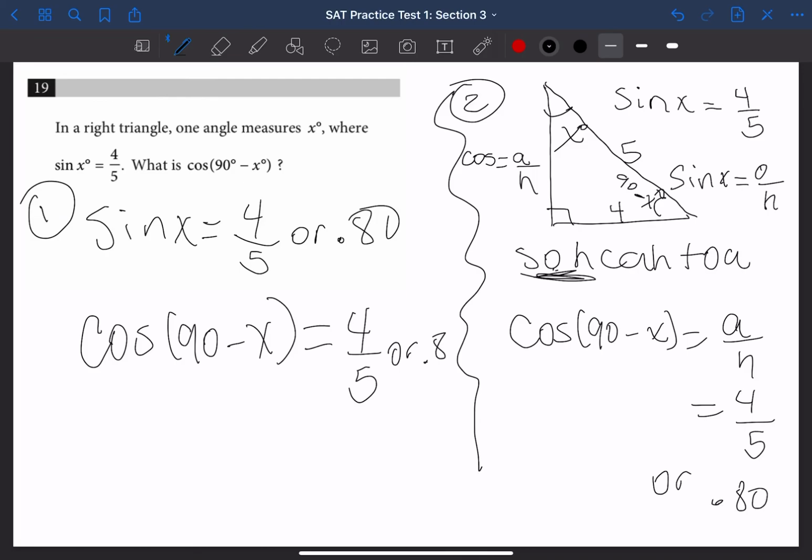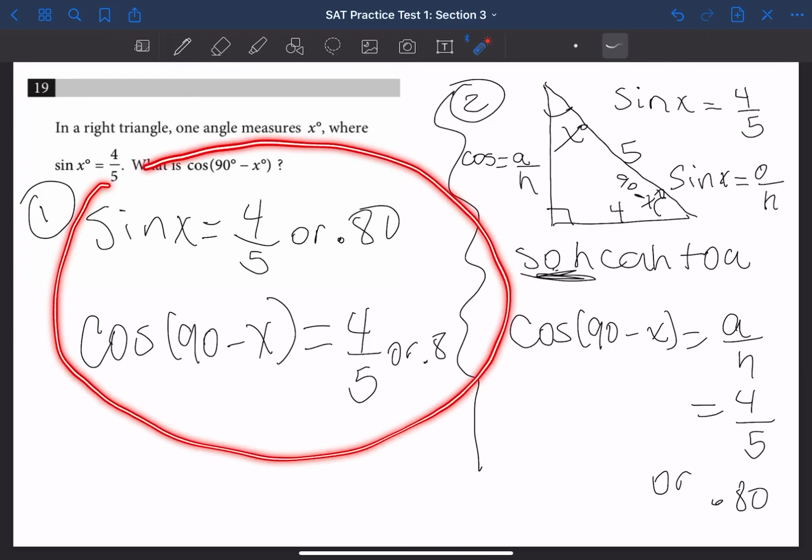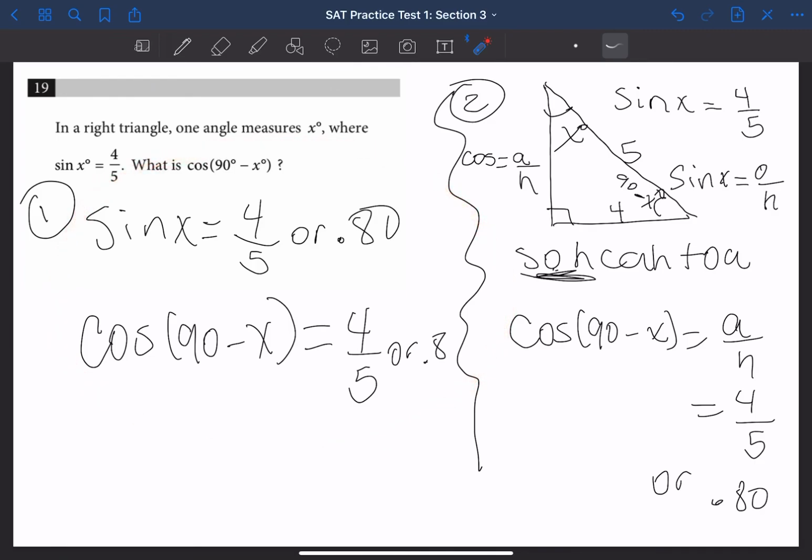So that's two different ways to solve the problem. You can see we used the triangle here, and the other way used the properties of the complementary angle relationship.